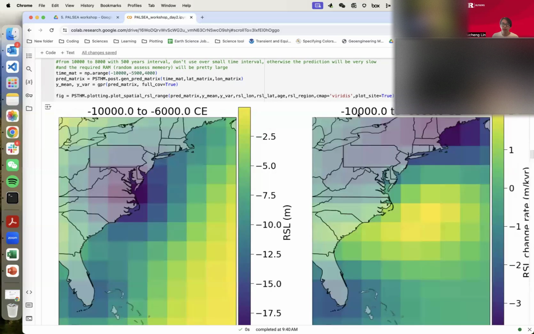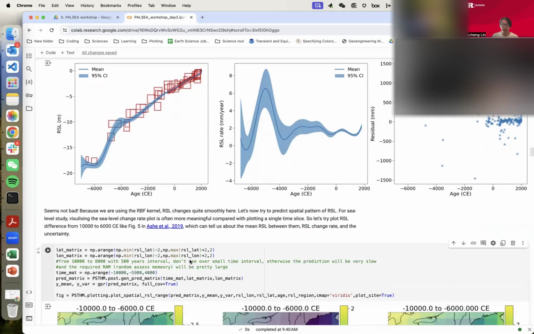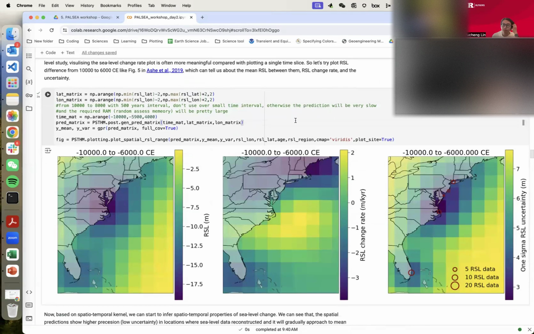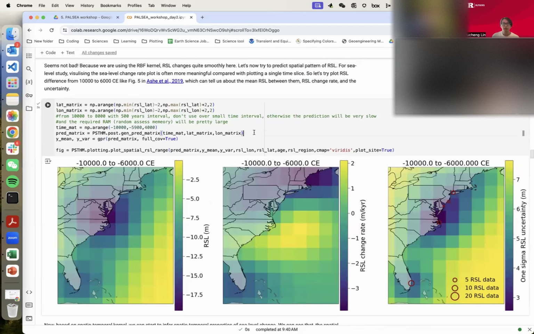It kind of makes sense if you think about it temporally. Whenever you have some data, the uncertainty is lower, and when you move away, if you don't have data, the uncertainty gets larger. Okay, I hope this makes sense to you.